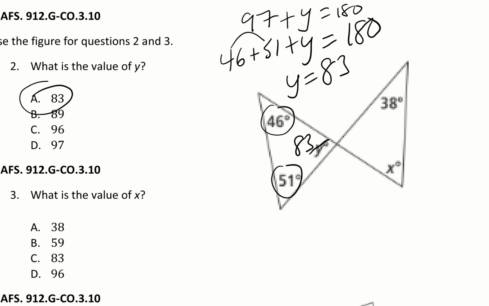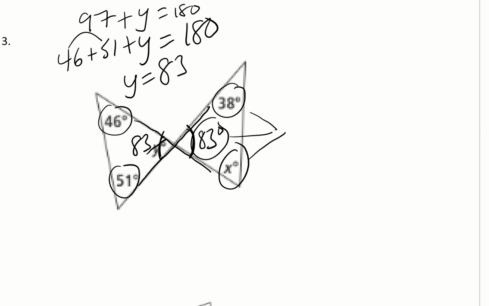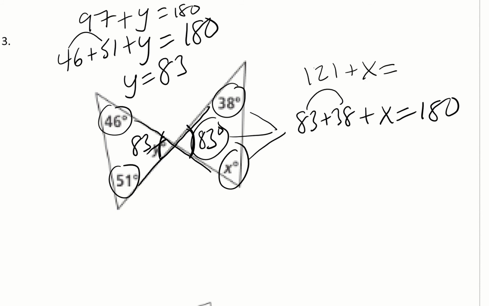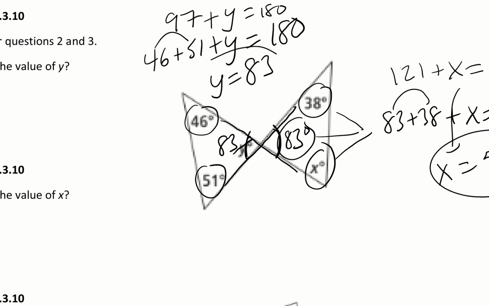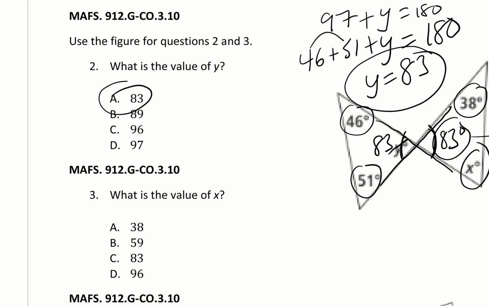So now we know this is 83. And so this is 83. This has to be 83 because of vertical angles. And then 83 plus 38 plus x has to be 180, because we have another triangle there. And then 83 plus 38 is 121. And so if we solve that, x has to be 59. 59 plus 121 is 180. So we got x and y.